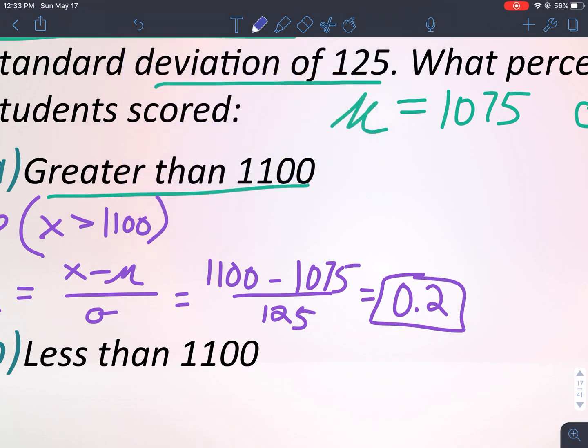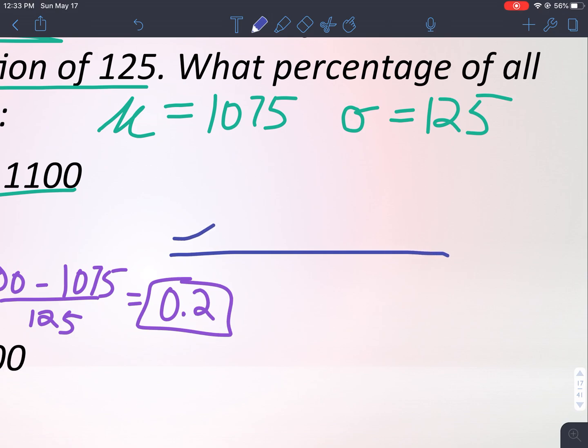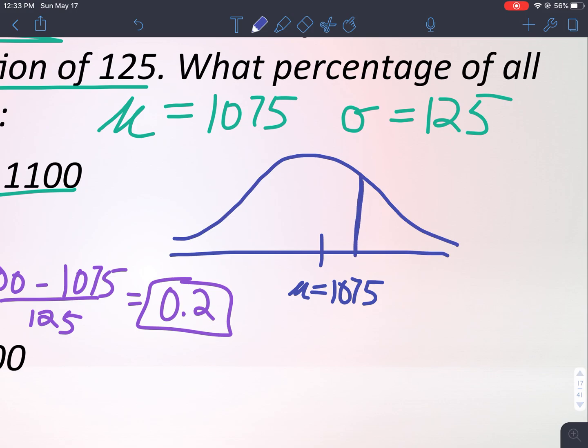Next, I'm going to draw my normal curve, shaped like a bell, except now the mean is not 0. In this case, it's 1075. And we want values greater than 1100. We have to find that area right there.